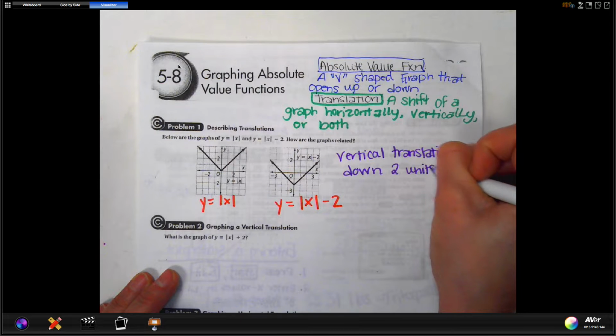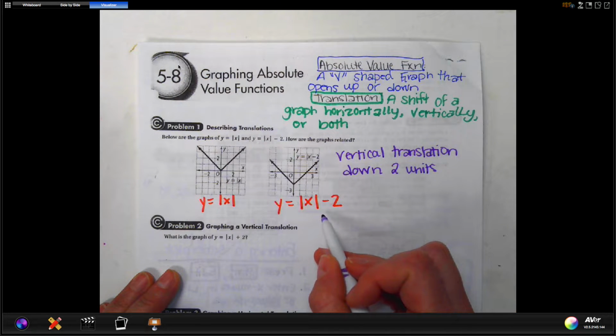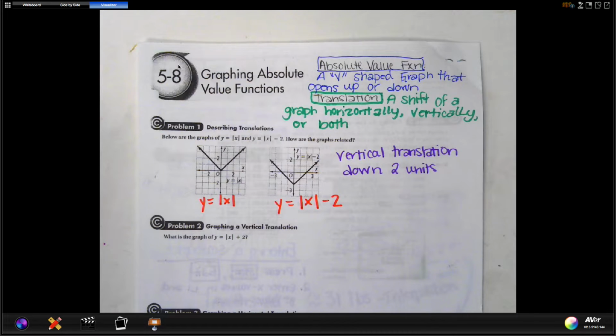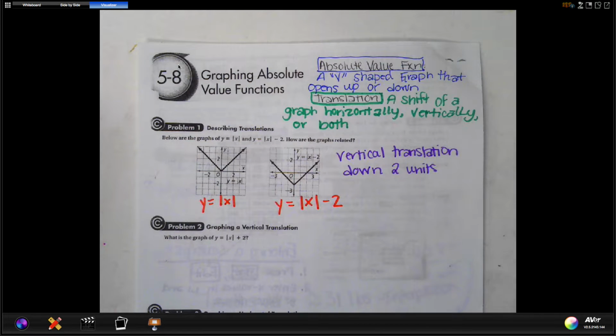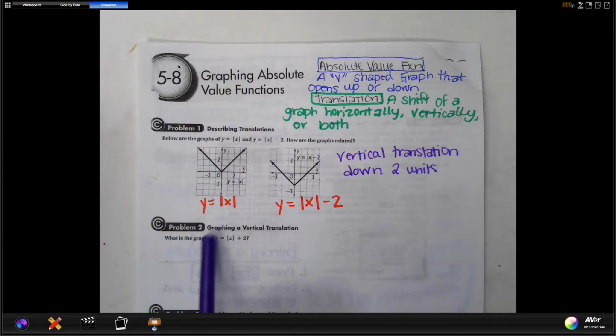Now, something I want to point out to you is that the minus 2 is, in fact, on the outside of the absolute value symbol, because it's going to change if it's on the inside, okay? So without graphing it on problem 2, before we graph it, which we will in a second, what do you think is going to happen if you have y equals the absolute value of x plus 2? What's going to happen, Evan? It's going to go up 2. So your y-intercept, instead of being at 0, 0, is going to be at 0, 2.